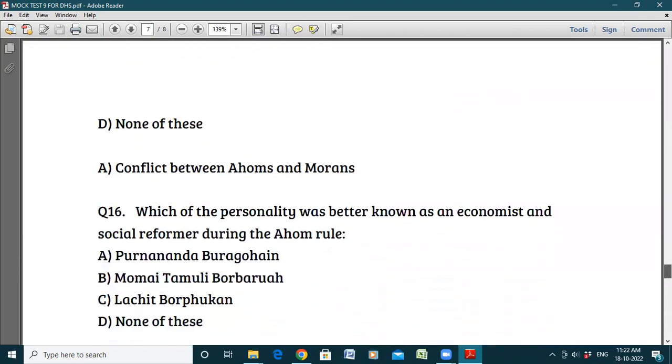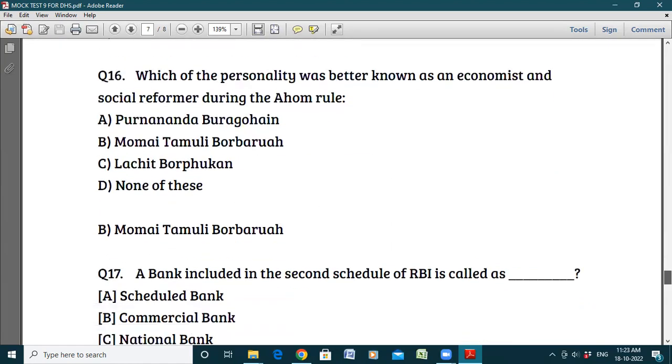Then question number 16, which of the personality was better known as an economist and social reformer during the Ahom rule? Who was an economist and social reformer during the Ahom rule? None other than Momai Tamuli Borbarua. That is option B is the correct answer.